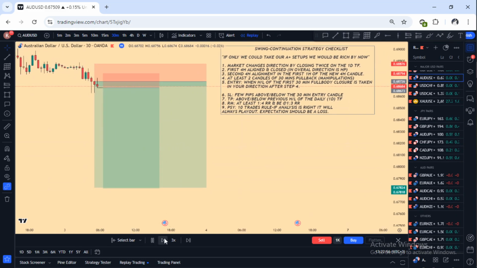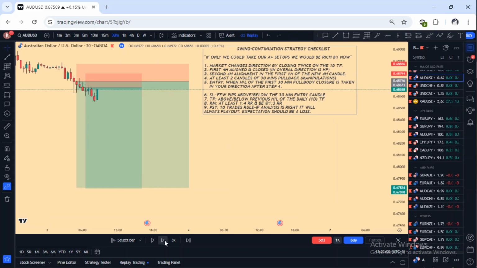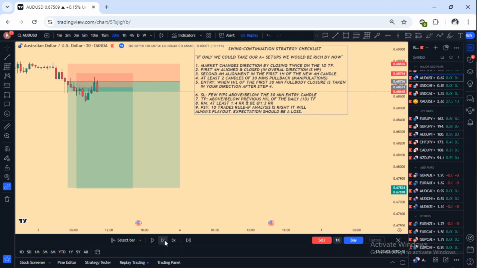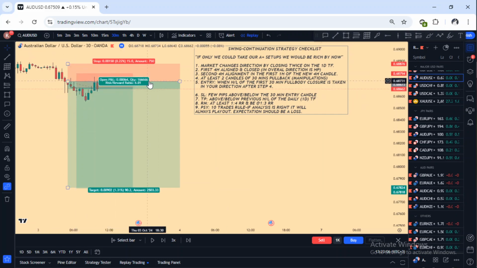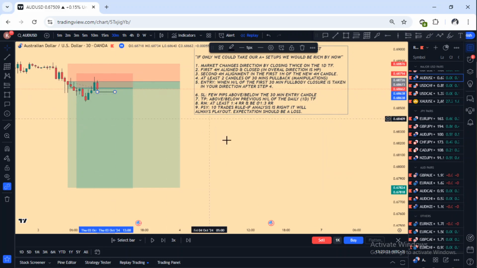So you can see the trade start to run, and then what do we have? This is now the pullback I was talking about. You see 2 pullbacks in 1 row. So if we see a full body closure, that brings us to the entry, which is when the low of the first 30 minutes full body closure is taken in your direction. This is the 30 minutes in my direction. So if this low is taken, you should now enter. That is the correct way of trading this strategy.